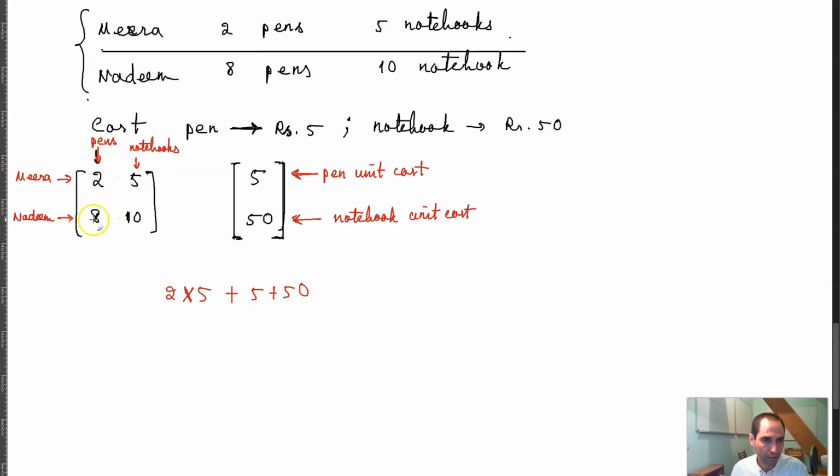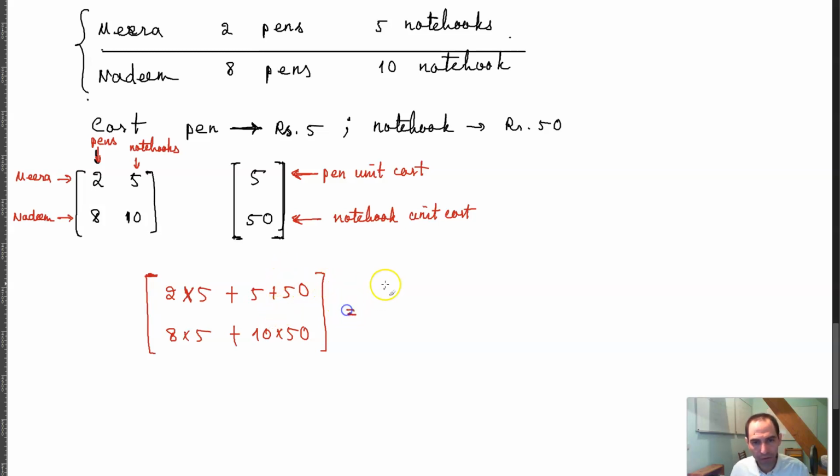Now Nadim, on the other hand, wants 8 pens. That means 8 times 5 rupees. And 10 notebooks, meaning 10 times 50 rupees. Right? Now I can write this as a column matrix. It's possible for me to write it as a column matrix, or as a row matrix. I can do whatever I want with this as long as I know what I'm doing. And of course, this whole thing is just one number.